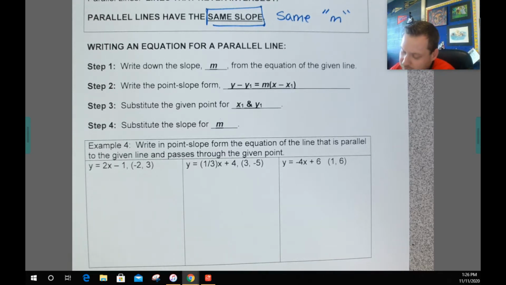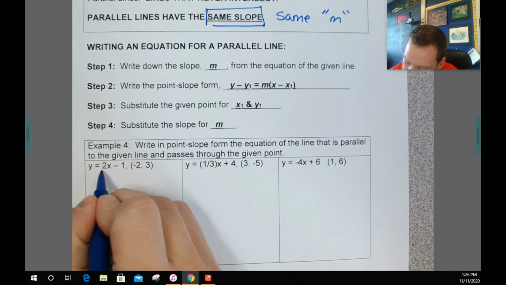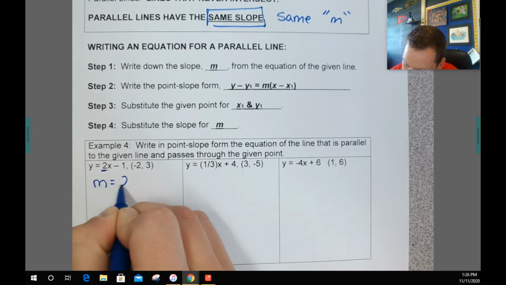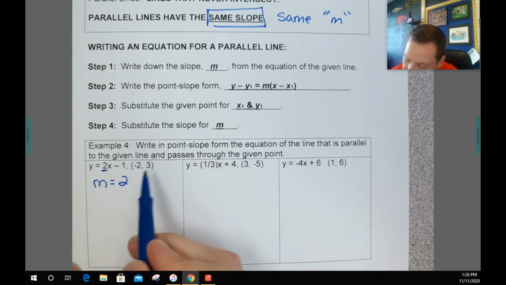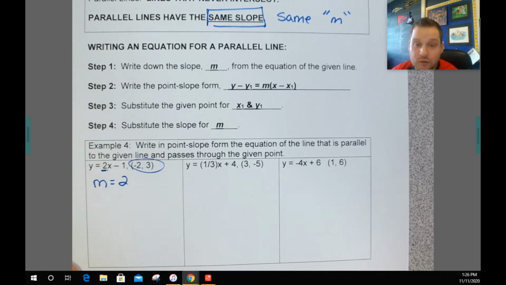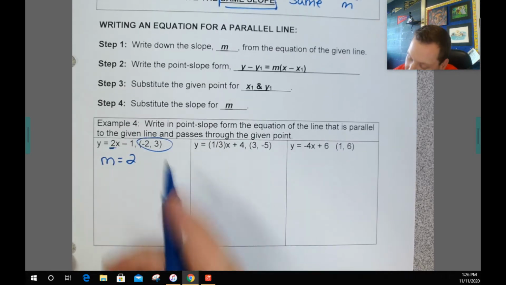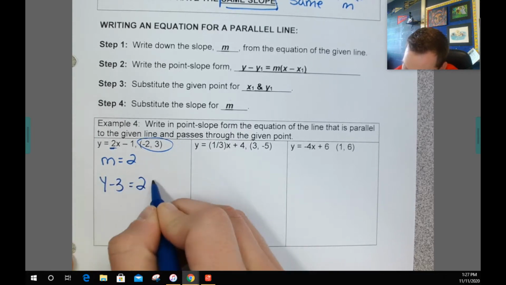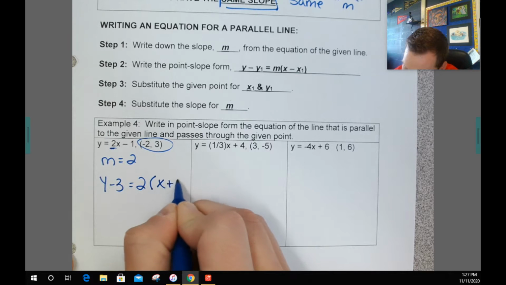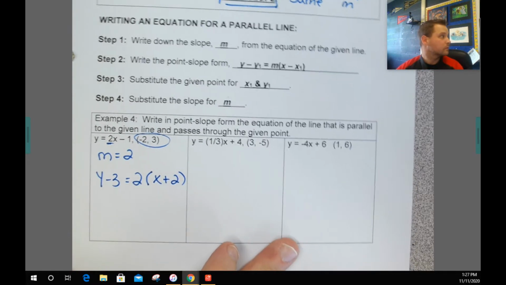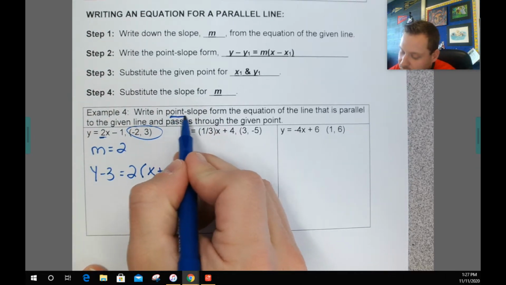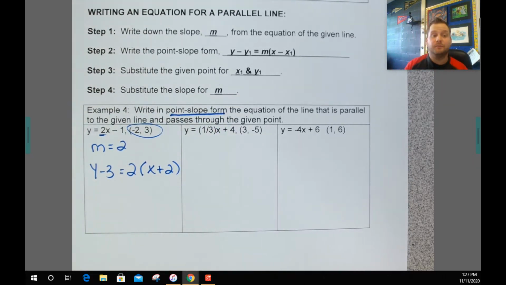So first thing I do is identify what the slope is. When I look at my original line right here, your slope always touches x, so we have m equals 2. We now look at our new setup. There's our new point right there. We're going to have y minus 3 equals 2, and then in parentheses x plus 2. For this setup, all they wanted was point-slope form, so we're done.